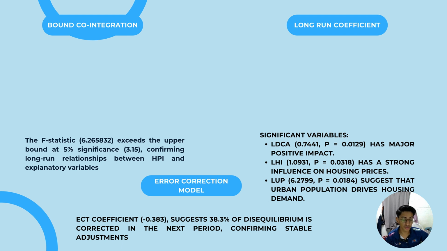The p-value is 0.0129, a major positive impact. Next is log household income, with a p-value of 0.0318, a strong influence on housing prices. And then log urban population, with a p-value of 0.0184, suggests that urban population drives housing demand. Next, the error correction model. The ECT coefficient, which is negative 0.383, suggests 38.3% of disequilibrium is corrected in the next period, confirming stable adjustments.